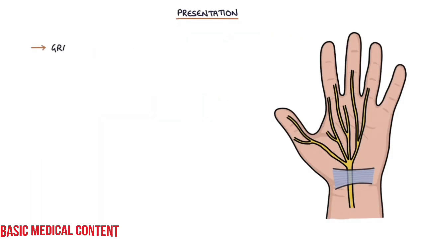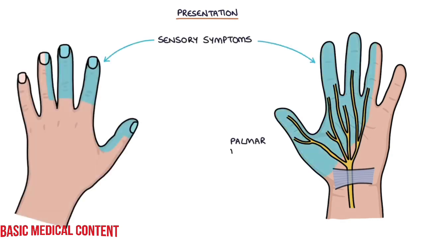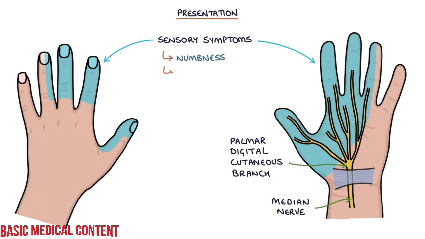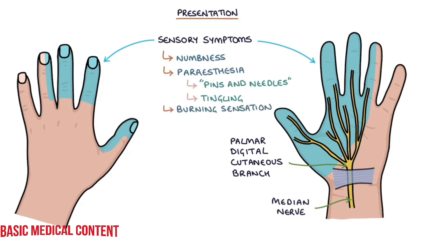Let's talk about the presentation. Carpal tunnel syndrome usually has a gradual onset of symptoms. Initially, the symptoms are intermittent. Often they're worse at night time. Carpal tunnel syndrome causes sensory symptoms in the distribution of the palmar digital cutaneous branch of the median nerve, affecting the palmar aspects and the full fingertips of the thumb, index and middle finger, and the lateral half of the ring finger. Sensory symptoms include numbness, paresthesia, which is pins and needles or tingling, a burning sensation, or pain.